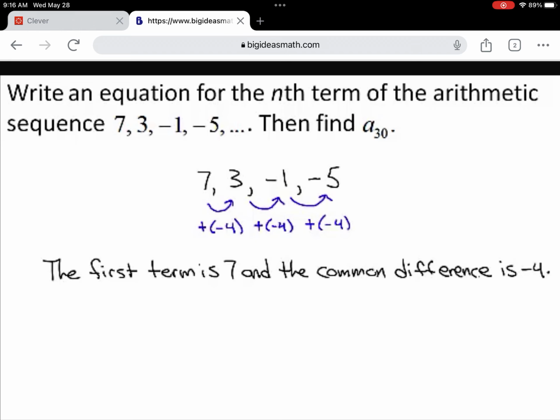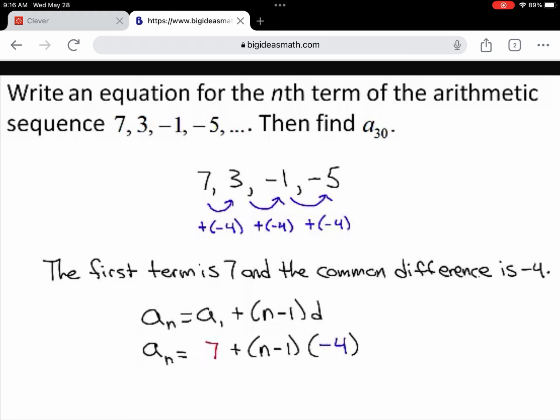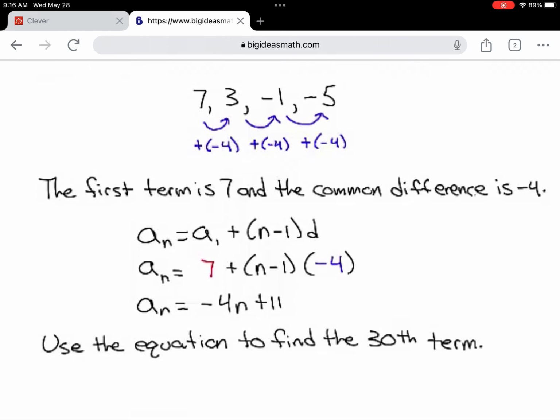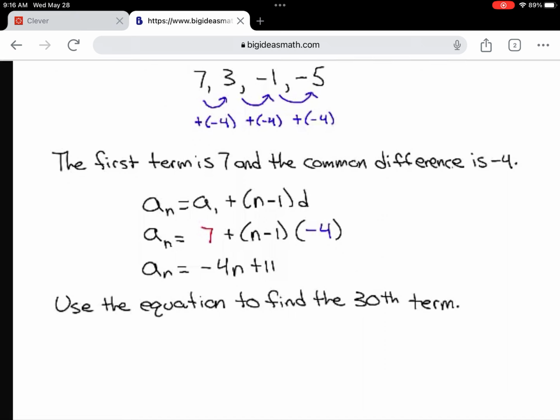Write the equation for an arithmetic sequence. A sub n equals a sub 1 plus the quantity n minus 1 times d. Substitute 7 for a sub 1 and -4 for d. A sub n equals 7 plus the quantity n minus 1 times -4, which simplifies to a sub n equals -4n plus 11.